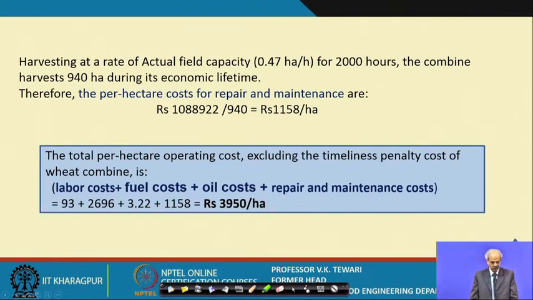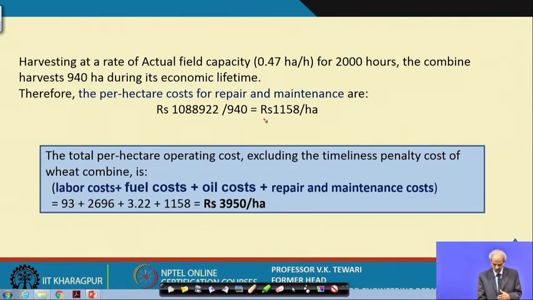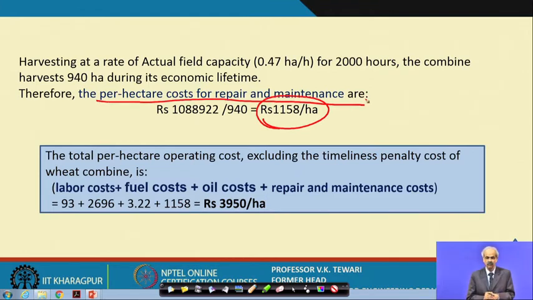Well, harvesting at a rate of actual field capacity, we have talked of the total life of this machine coming to be about 2000 hours. The combined harvest is about 940 hectare, well, could be about 1000 hectare or so during its economic lifetime. Yes, it could be, because as I said, we are not talking of only 200 hours, it could be slightly more than that. So, even if you take 1000, you will get a very decent value of the total rupees per hectare for repair and maintenance cost.